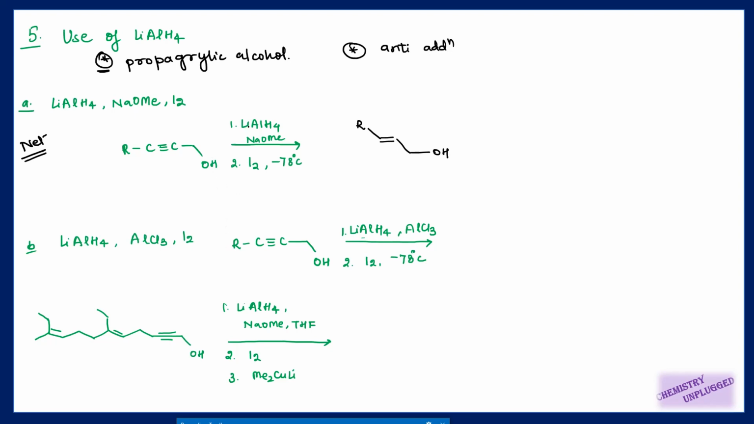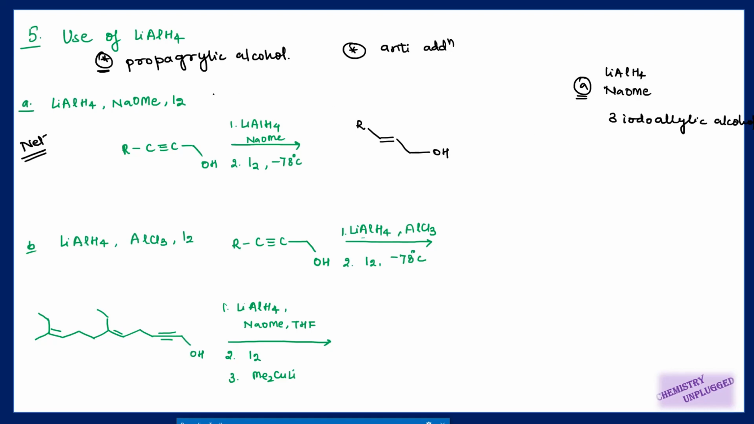But if you can see that in these two examples, we are using lithium aluminum hydride, sodium methoxide, iodine, and the temperature conditions are the same in both of them, but here we are using sodium methoxide, and in this case we are using aluminum chloride. So these two conditions are different. So remember this one, that when you have sodium methoxide with lithium aluminum hydride as in condition A, then the I will attach at the 3 position, means you will get 3-iodoallylic alcohol.